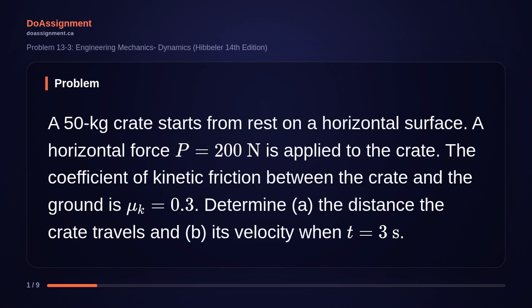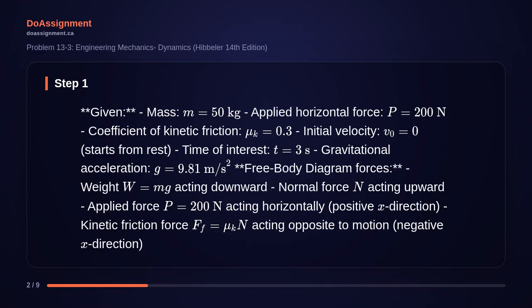Now, let us work through the solution step by step. Let's start by identifying everything we know. We have a 50-kilogram crate starting from rest on a flat surface. A horizontal force of 200 newtons pushes it forward, and there's kinetic friction opposing the motion with a coefficient of 0.3. We want to find how far the crate travels and how fast it's moving after 3 seconds.